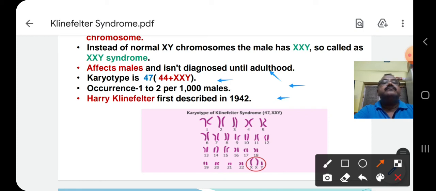You can see the karyotype of the Klinefelter patient, in which the XXY male chromosome set is present. You can find here an extra X chromosome is present.